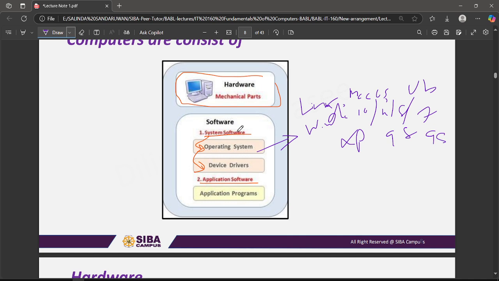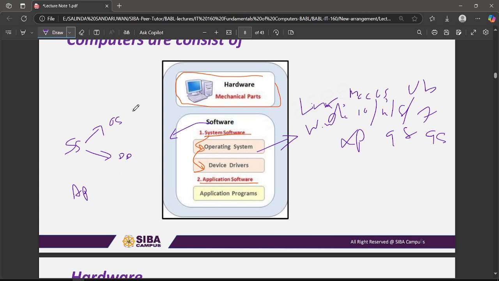So what you should learn here. So here we have hardware in the computers and two types of software. What are the two types? System software and the application software. System software is going to be divided into two things: the operating systems and the device drivers, right? So they are operating systems and device drivers.